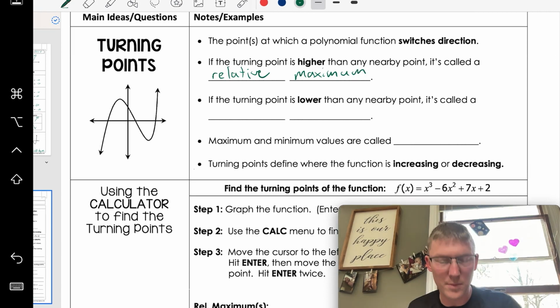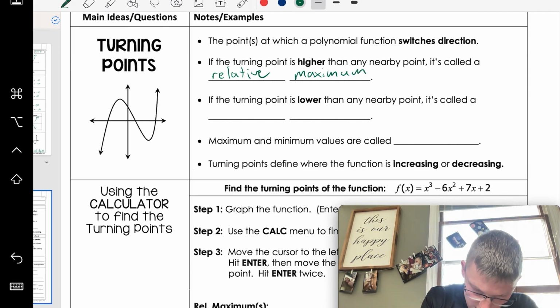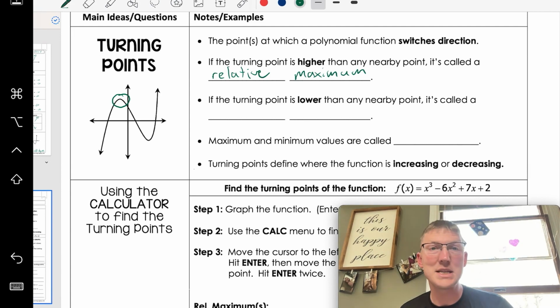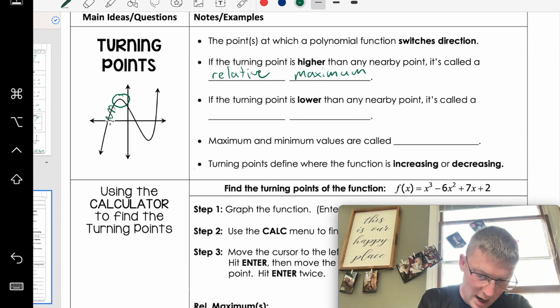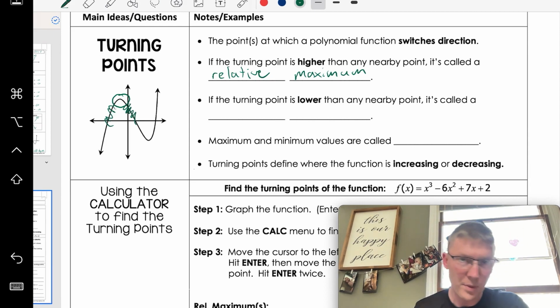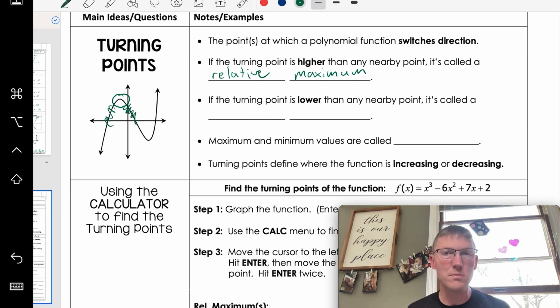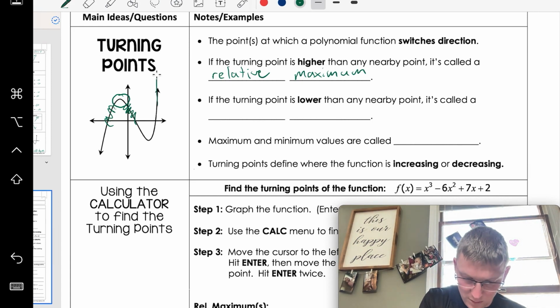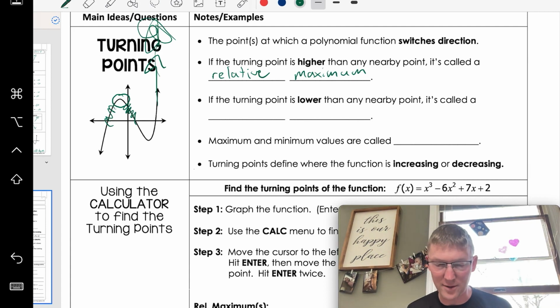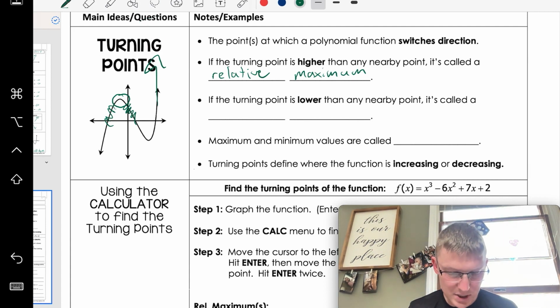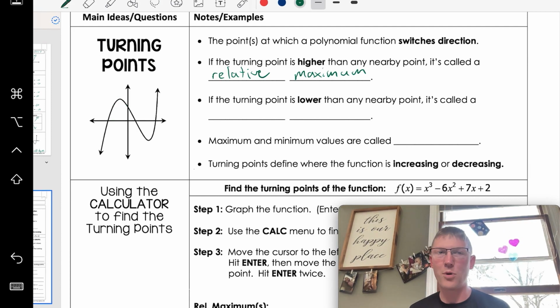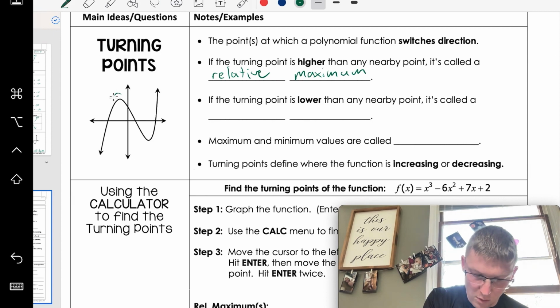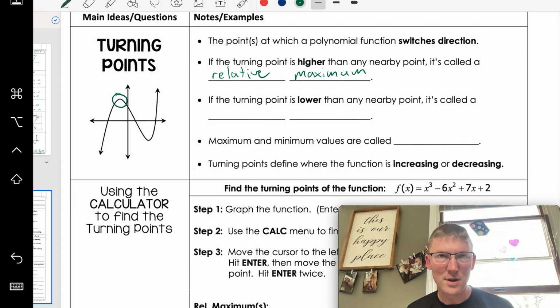So if we look at the graph over here to the left, this is a relative maximum. We call it a relative maximum because it's higher than all of these other points here, but it's not the absolute maximum because this goes on forever. There are points up here that are even bigger than that maximum. But especially in real world scenarios, when you're looking at costs, profits, things like that, you're going to be more interested in this kind of stuff.